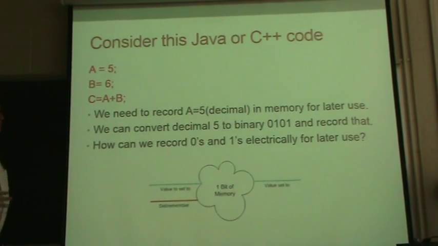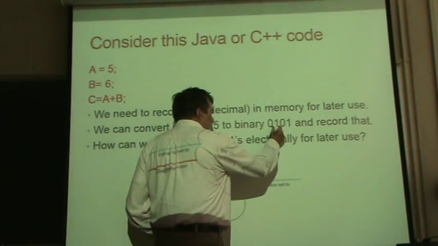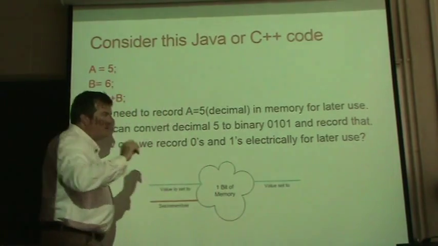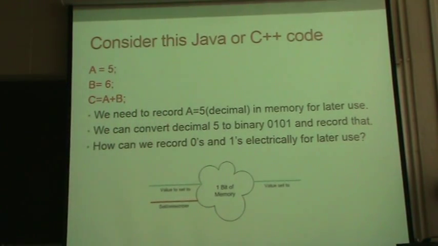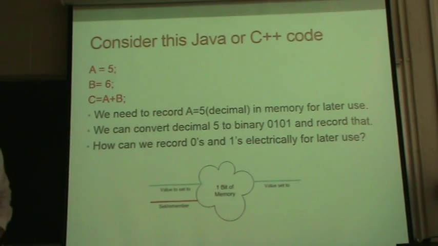So how can we record bits? How can we say, I have a bit, this one is a 0, this one's a 1, this one's a 0, this one's a 1. We want to record that and do it in such a way that if we record it and come back later, the value will still be there. That's what we want to do.